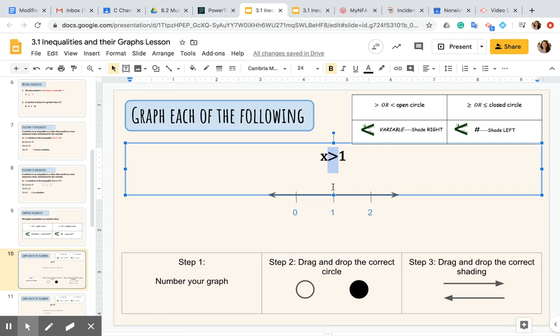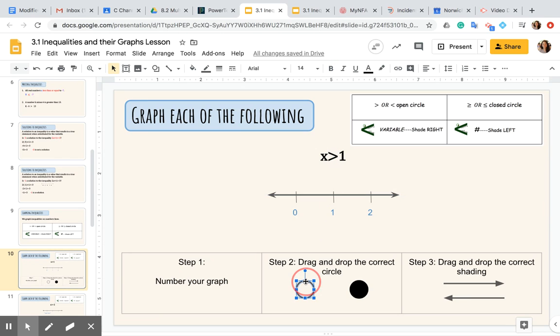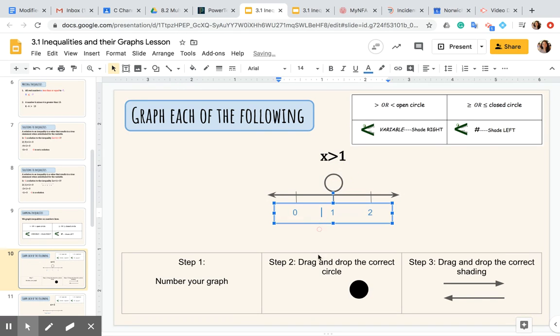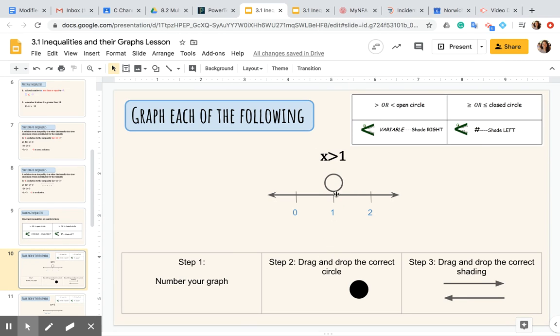So above the 1 in my number line, you always put it above the number. I'm going to take the open circle and put it above the 1. Sometimes students will put it on the actual number line itself. You can totally do this. I prefer to do it above so you can really see it. If you want to do it on the number line itself, go for it, just so long as it's very clear.